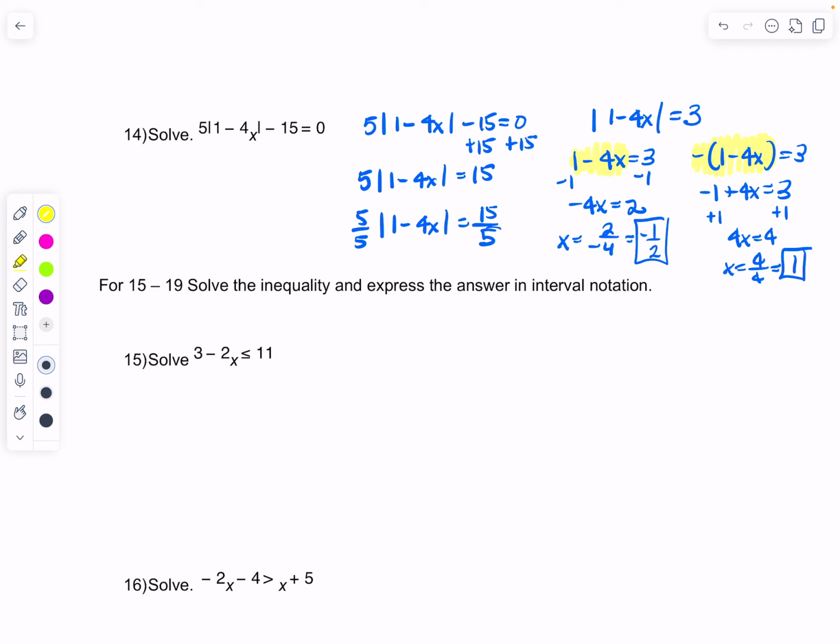And by the way, you can check to see if it works, right? If we plug in negative 1/2, half of 4 is 2. A negative times a negative is a positive. So 1 plus 2 equals 3. That works. Okay, absolute value of 3 is 3. If I plug in 1, 1 minus 4 times 1 is 1 minus 4, which is negative 3. Absolute value of negative 3 is a positive 3. So remember, with the absolute values, take the absolute value off, and then the other one has to be negative whatever's inside the absolute value.